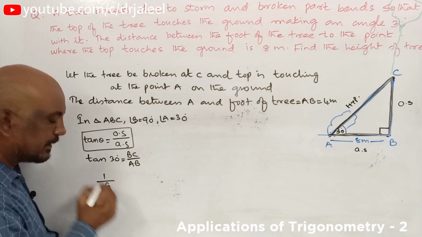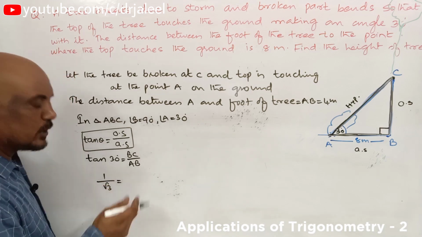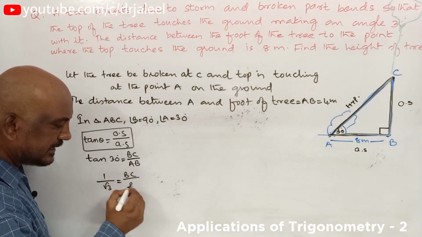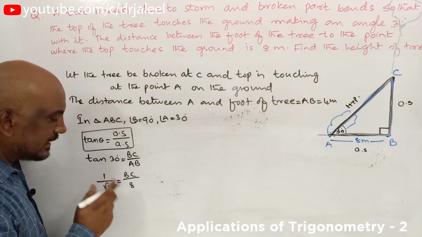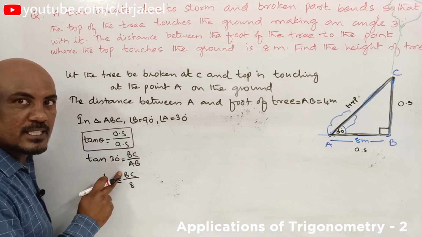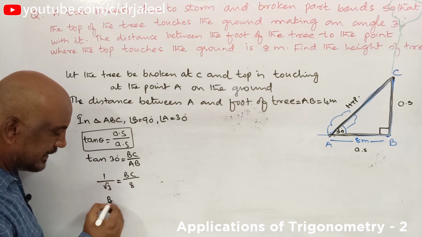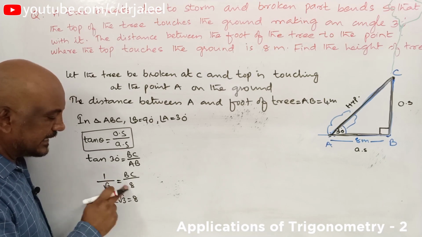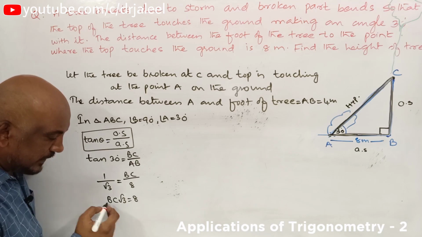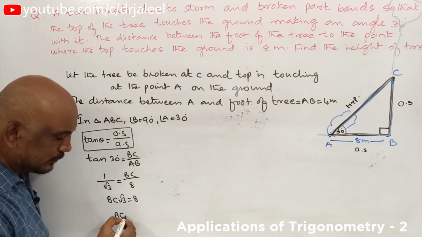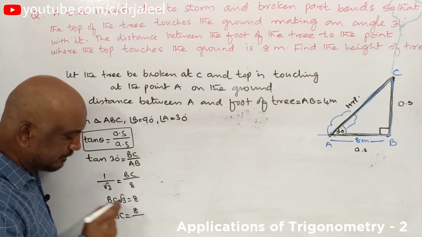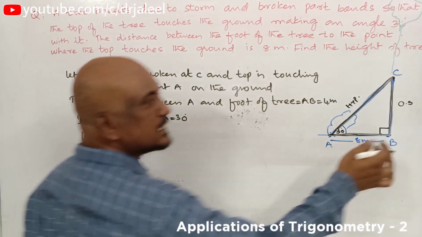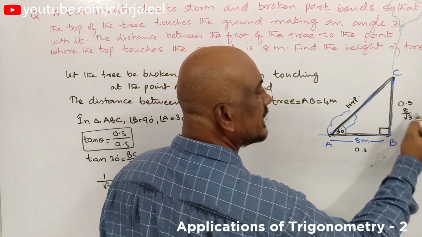What is tan 30 from the table? It is 1 by root 3 is equal to BC is not known but AB is 8. So you need this BC value. BC into root 3 is equal to 8 into 1, 8, by cross multiplication. You need to find the value of this BC. So BC is equal to 8 by root 3, as this root 3 goes that side.